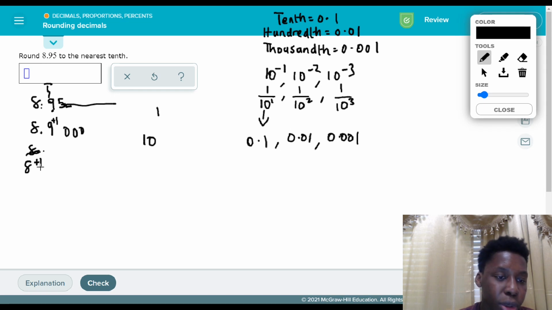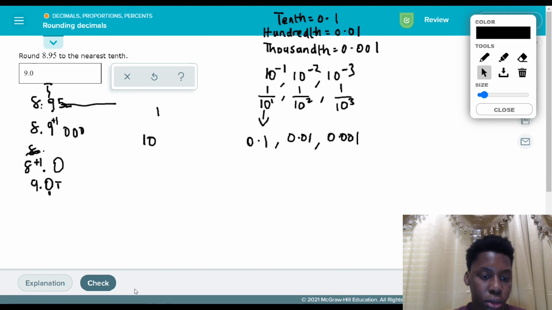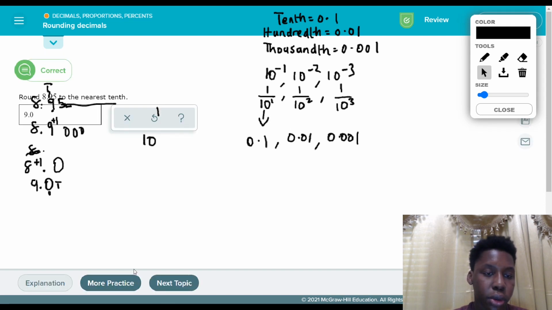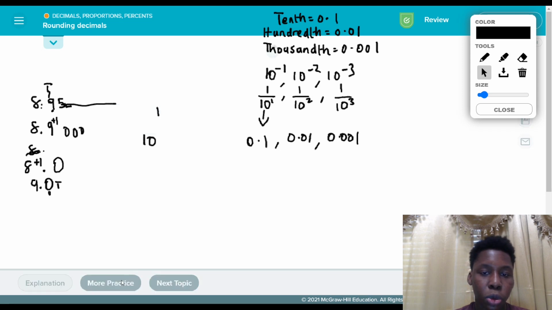So this becomes 8 plus 1, and the 9 here turns into a 0. So 8 plus 1, we know that's a 9, so this becomes 9.0. Remember, we have to show this 0, which signifies that we've rounded to the nearest 10th. So this 9.0 is the nearest 10th. You have to put this 0 here because it's the position of the 10th. So let's put that in, 9.0. Correct. Okay, so let's work with more questions.